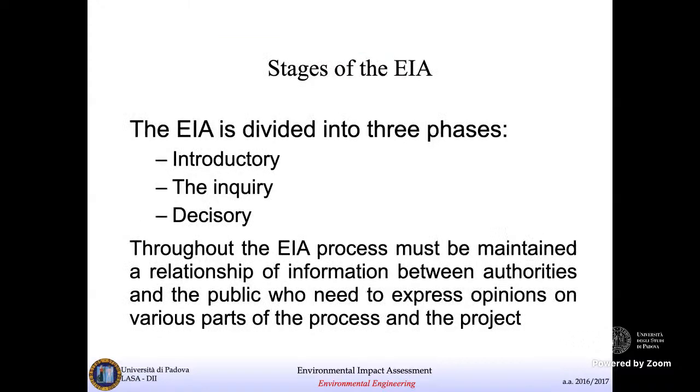What are the stages of the environmental impact assessment procedure? Essentially, this procedure is divided in three phases: an introductory phase, an inquiry phase, and a decisory phase. Throughout the environmental impact assessment process, a constant relationship of information must be maintained between the authorities and the public, who need to express opinions on various parts of the process and of the project.